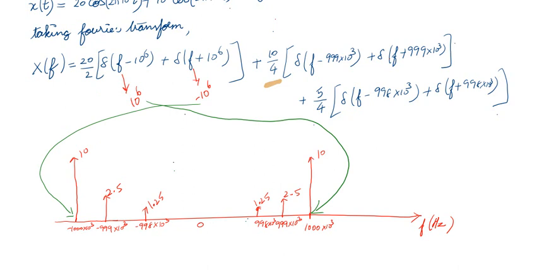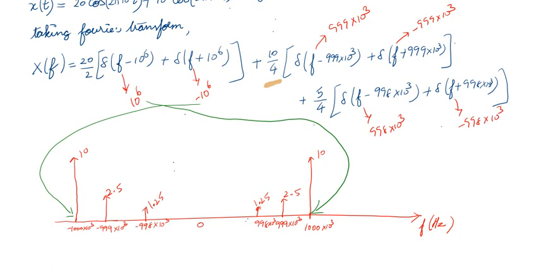Similarly, what is the amplitude? It is 20 by 2, which is 10. Here it is 10 by 4. What is the frequency? It is 999 into 10 power 3. Here it is minus 999 into 10 power 3. So your f should be 999 into 10 to the power 3, and your f should be minus 999 into 10 to the power 3. If you take this case, your f should be 998 into 10 to the power 3, and your f should be minus 998 into 10 to the power 3.